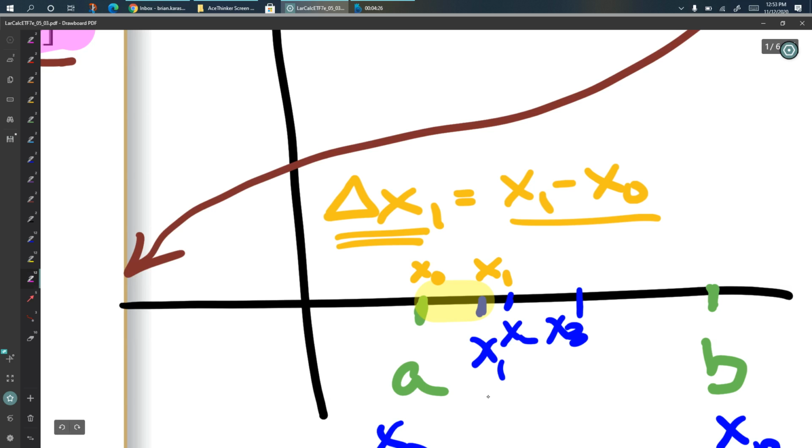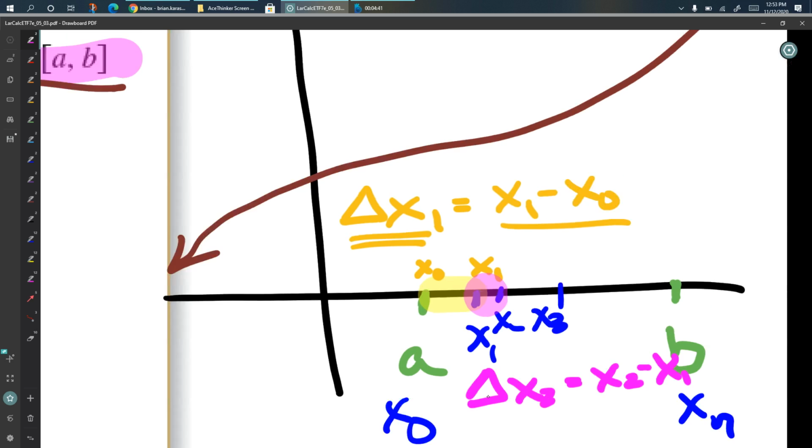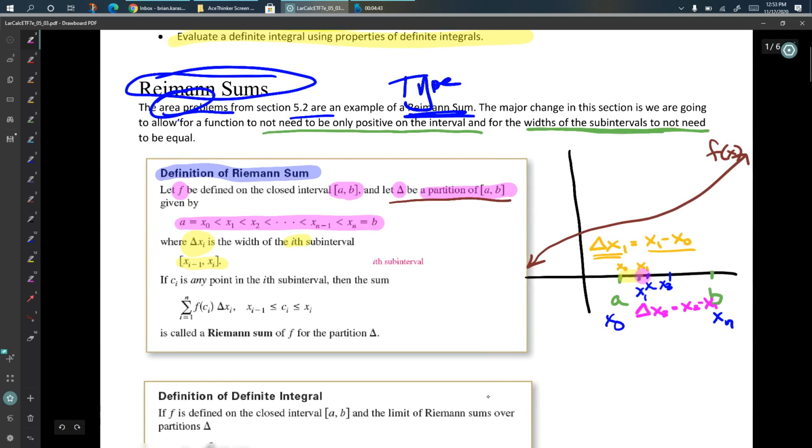Okay? This is our second interval, so that would be delta x sub 2, and that would be found by taking x sub 2 minus x sub 1, and then we could find the width of every single interval, and the width of every single interval is always going to be the delta x sub i, whatever interval you're talking about, the ith subinterval.